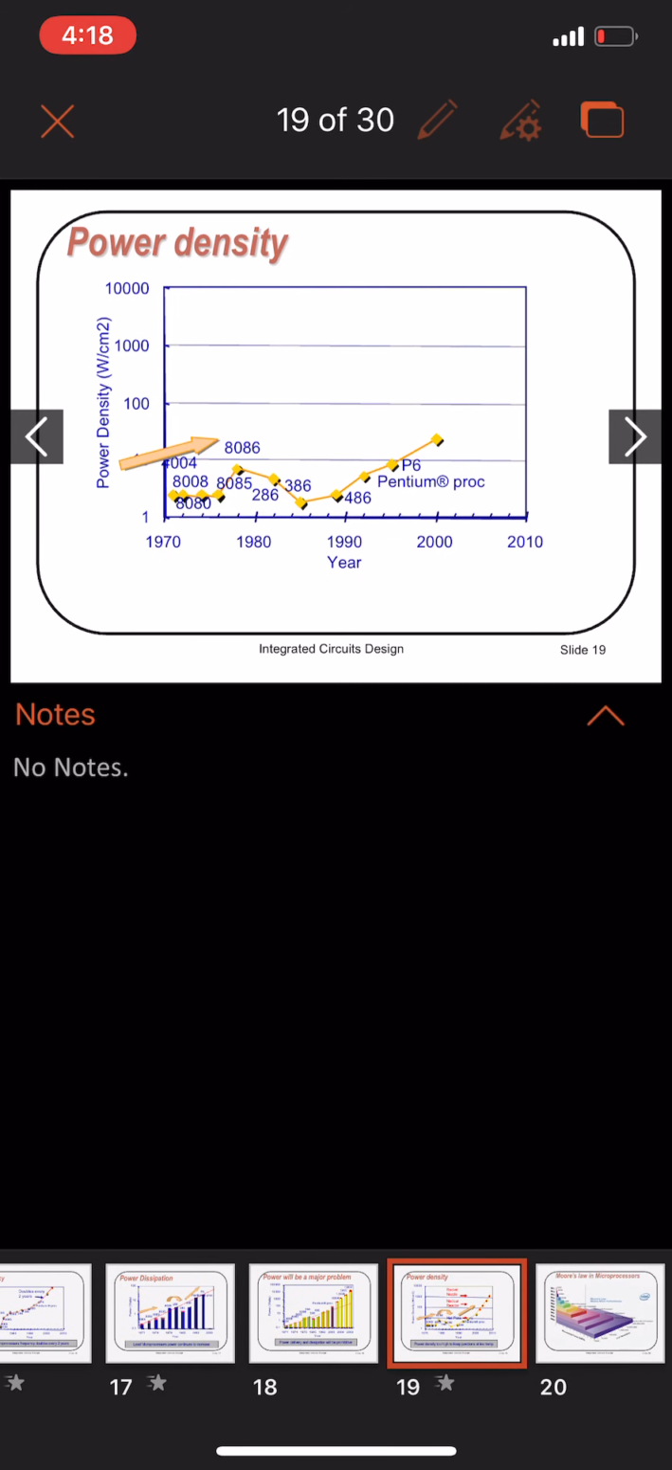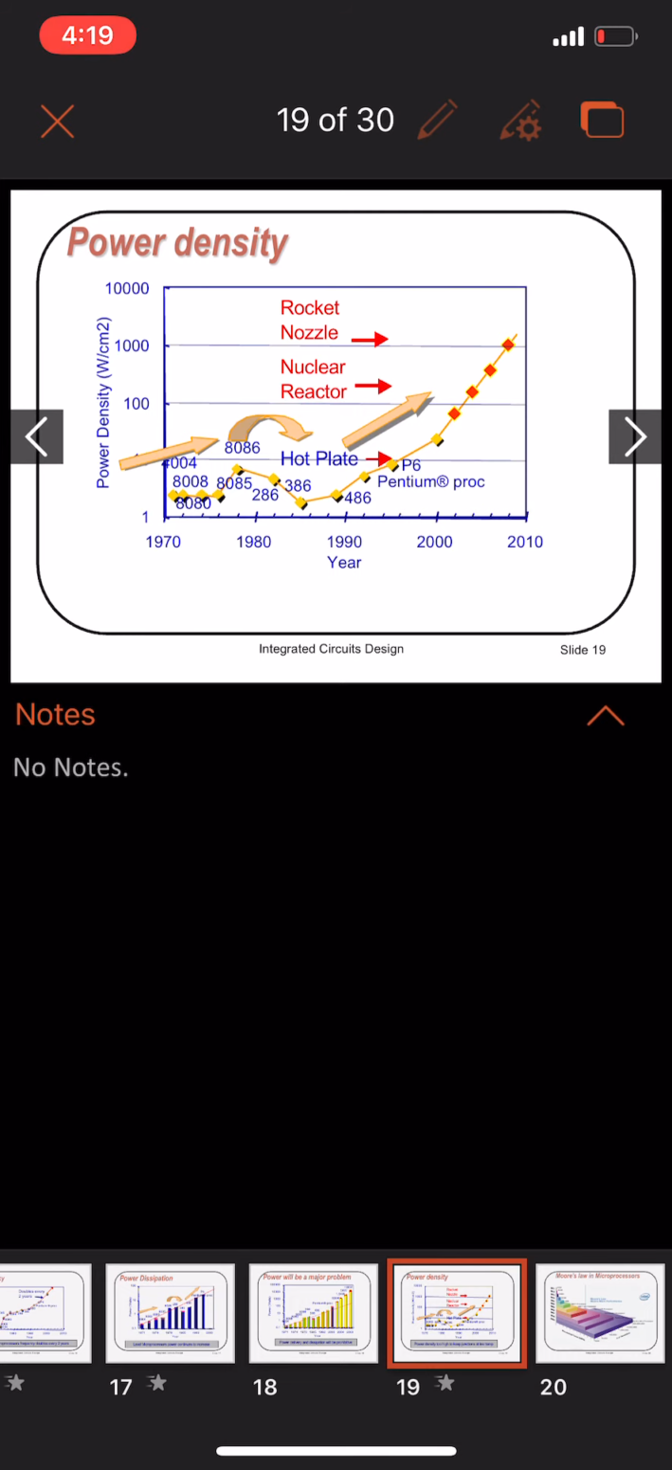Power density. Here you can see the trend between the power density and the number of years. Power dissipation is continually increasing. Here you can see that the power dissipation in the Pentium 6 computer is almost equal to that of a hot plate. Here you can also see the power dissipation in a nuclear reactor and a rocket nozzle. So you need to control power dissipation inside your integrated circuit.